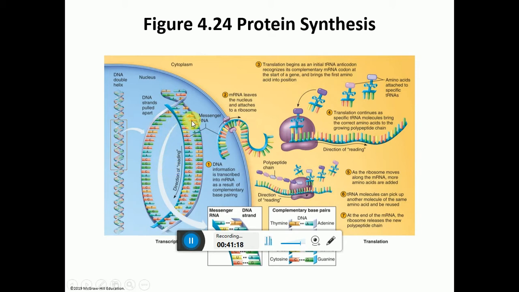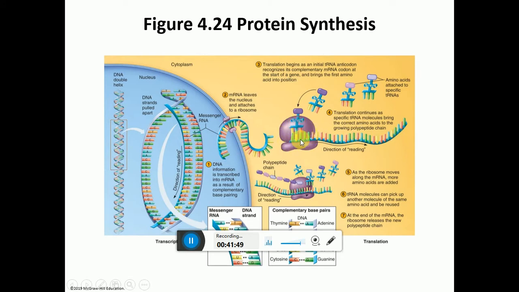And that process of making a messenger RNA from your DNA is known as transcription. So as you see, it happens in the nucleus, and then that messenger RNA will leave the nucleus through the nuclear pore. Now that messenger RNA will attach to a ribosome, and the second step of protein synthesis happens, and that is the step of translation. So now that ribosome is going to translate the messenger RNA into a protein.